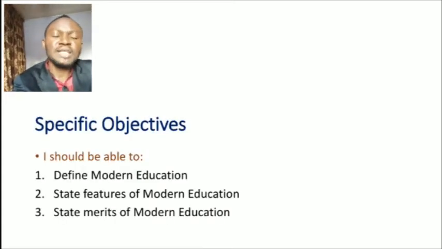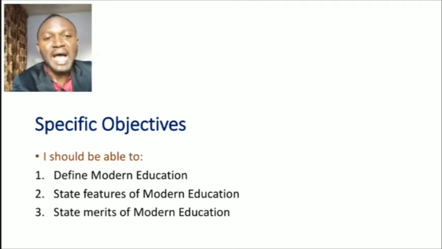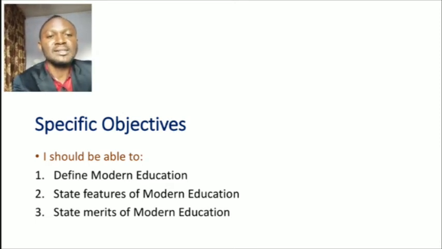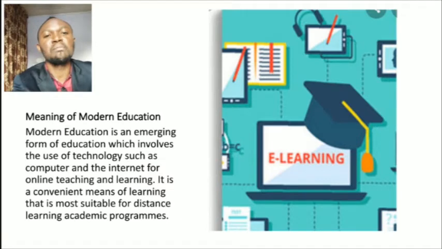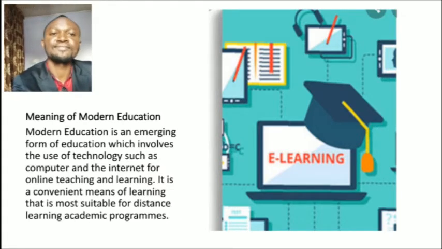Our specific objectives for this class would be that by the end of this class, students should be able to define modern education, state the features of modern education, and outline some of the merits or advantages of modern education. Let's begin. What is modern education?